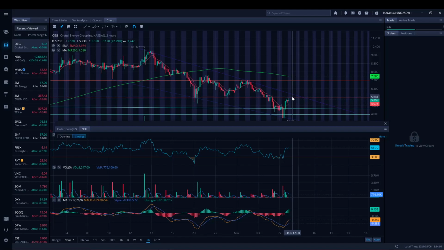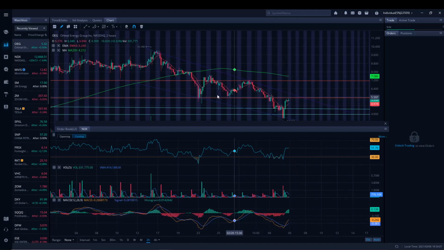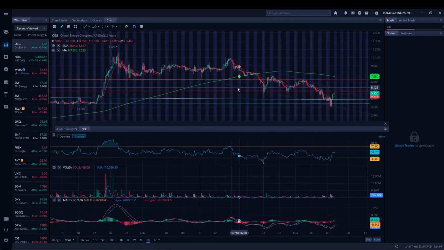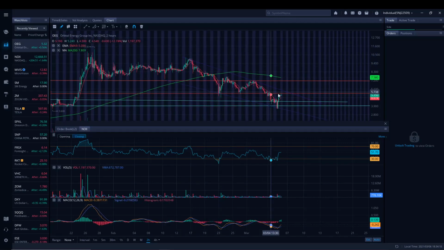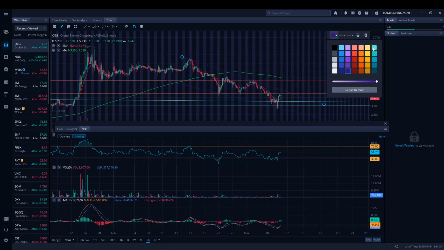So you can see this resistance at $5.50 is a pretty stubborn resistance. We definitely have to break it. Also a resistance at $7.21. And you can see right here these blue lines, which I'm going to make a little bit brighter so you can see them more clearly.